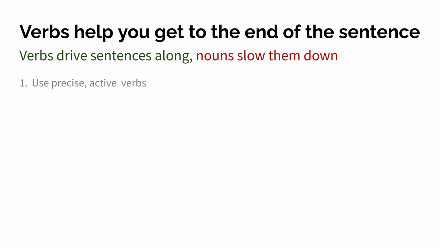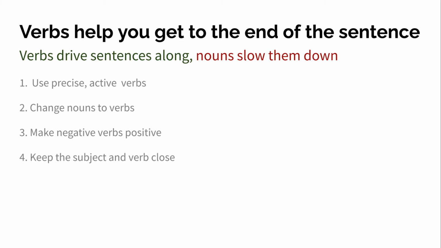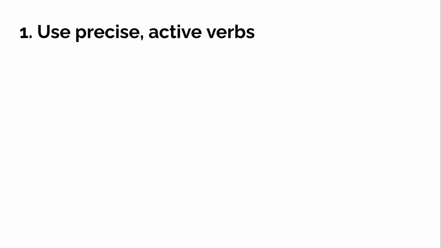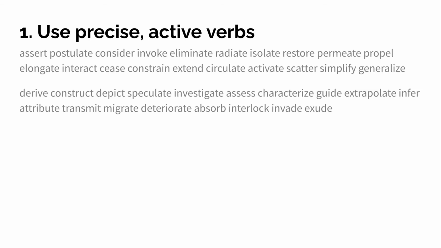Whenever we see nouns that should be verbs, we want to change them back. We want to use verbs in the positive form as much as possible, and we want to keep the subject and verb as close together as possible. I'll go into each one of these in more detail. First, use precise active verbs. This is what precise active verbs look like.